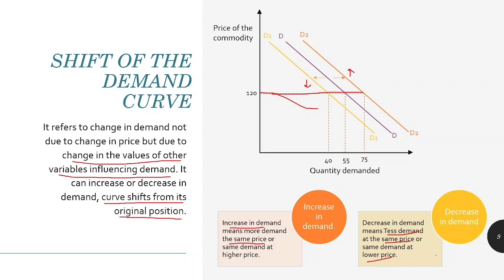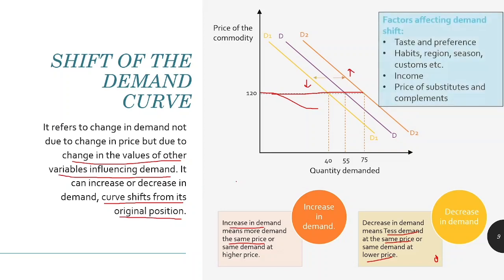So a common example is, suppose, wired earphones. Now the price is the same, but the quantity demanded is less. Nobody is now preferring wired earphones. Everybody is now buying Bluetooth headphones. Okay. So this could be a good example for decrease in demand.